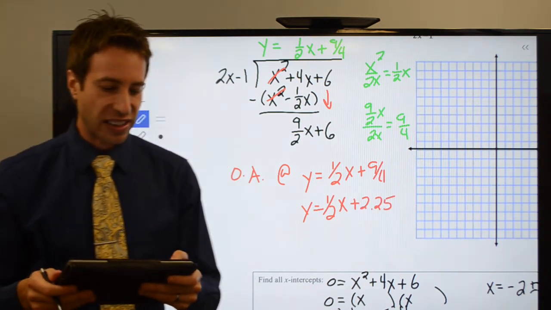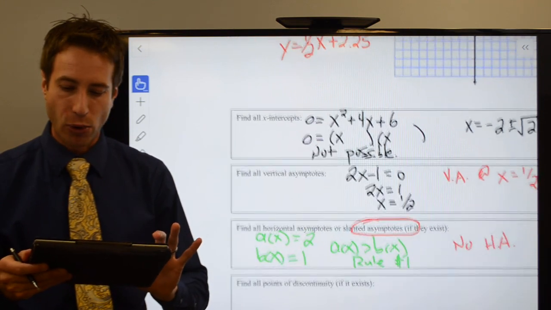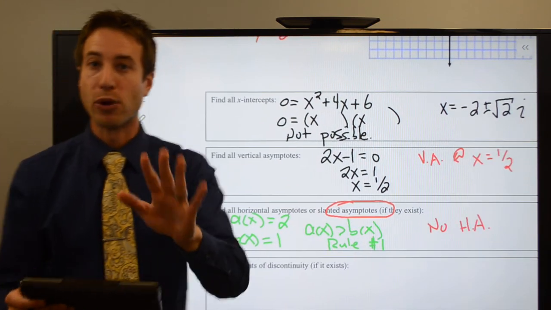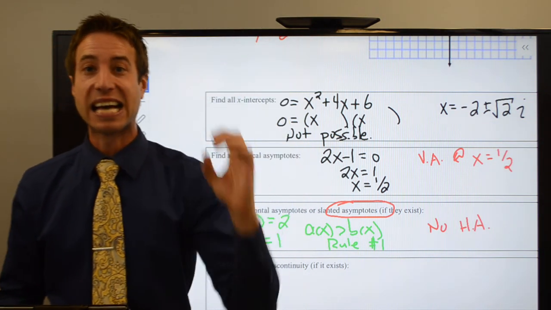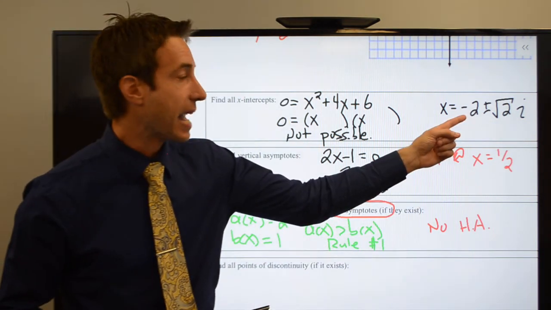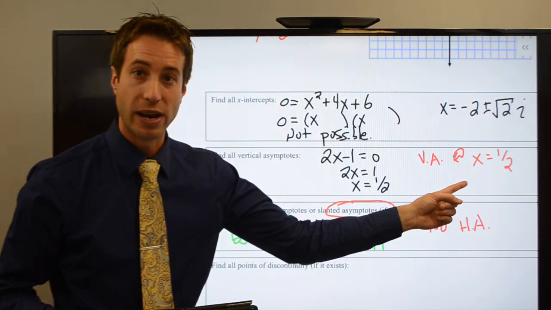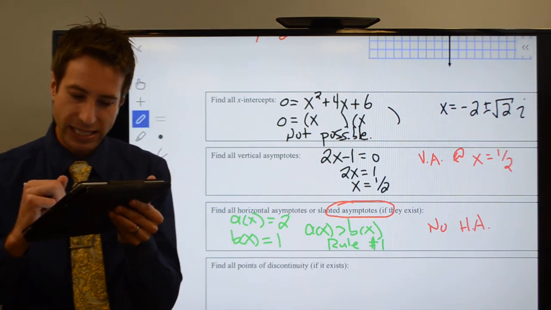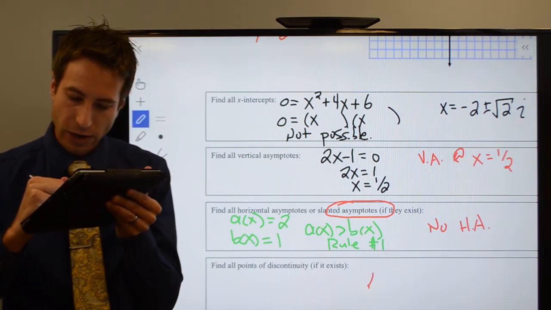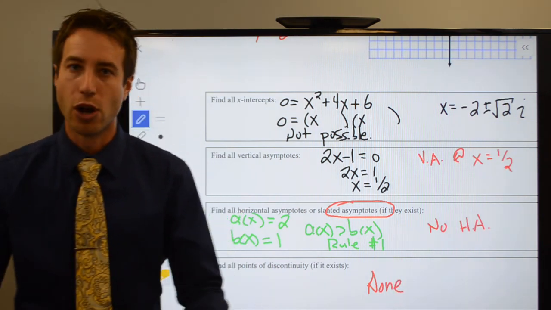All right, now the last thing I need to do is check and see, do I have any point discontinuity? Well, remember, point discontinuity will be if I get the same value in the x-intercept as I get in the vertical asymptotes. My x-intercepts were imaginary numbers. My vertical asymptote was 1/2. Those are not the same values, and so point discontinuity, well, there is none. No point discontinuity, no holes in the graph.